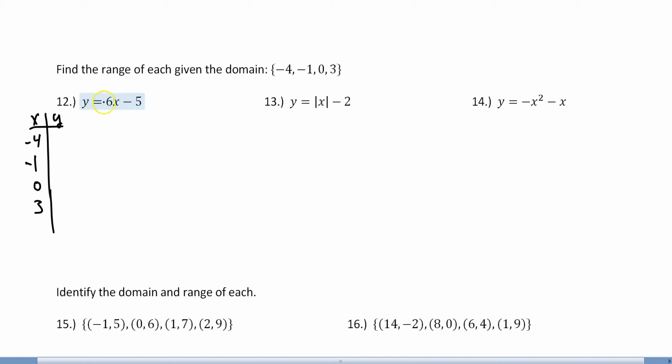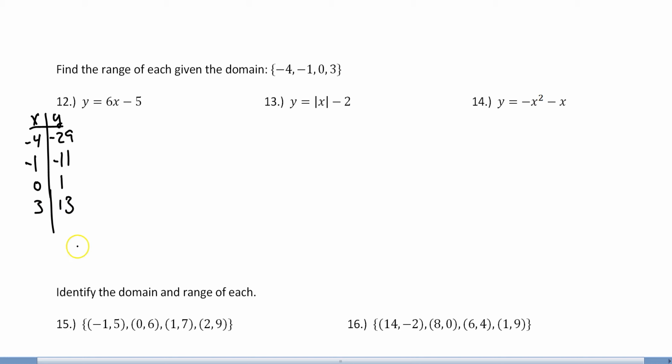So here, I plug the -4 in. 6 times -4 is a -24, minus 5 is a -29. Then I plug the -1 in. That's a -6, minus 5 is a -11. I plug the 0 in, that gives me a 1. I plug the 3 in, that's an 18 minus 5, which is a 13.